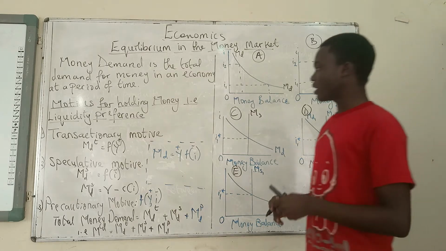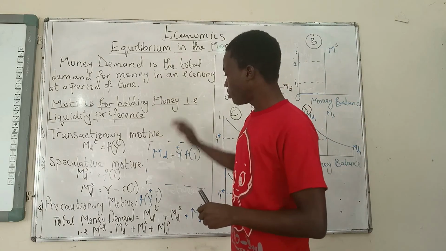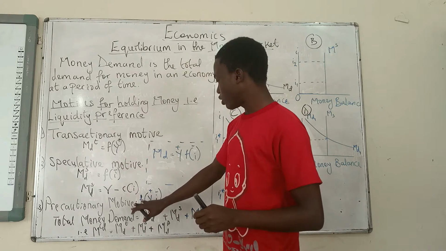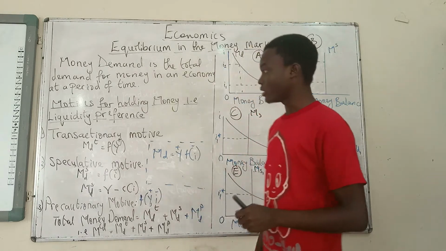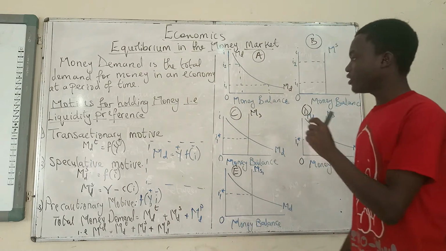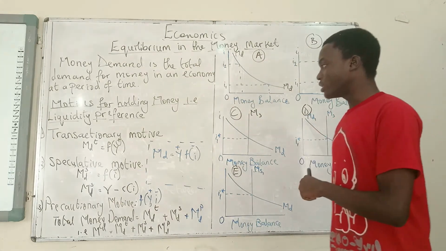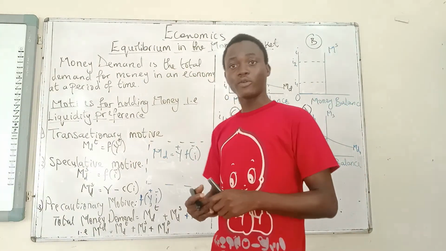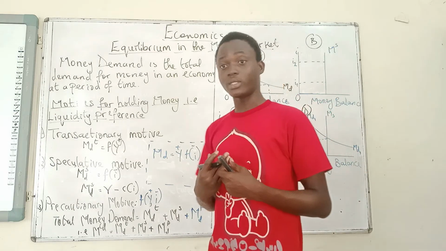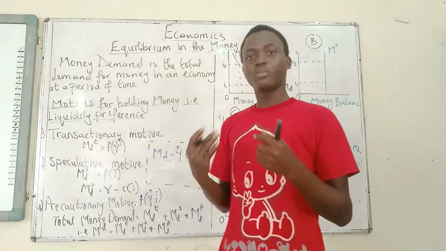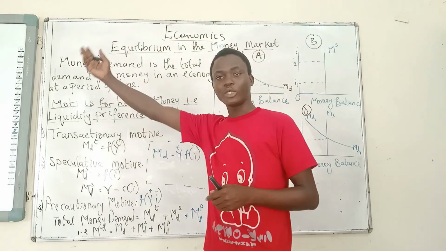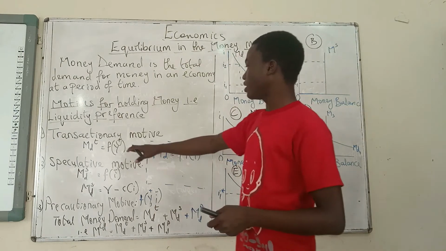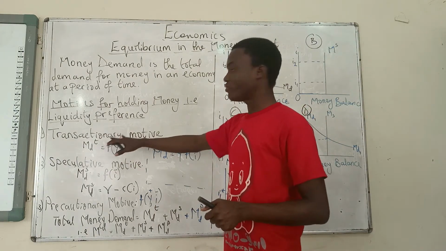So what you just have to look at is that we have income in the three motives of holding money. We have income under the transactionary motive, and we have income under the precautionary motive of holding money. That is telling us that if income increases, there will be more transactions in the economy. If my income increases, I buy more things, I spend more money. Your income increases, you buy more things, you spend more money. That happens to every other person on average. So that is telling us that an increase in income will increase our transactionary motive of holding money.